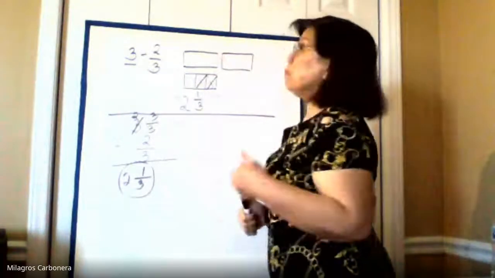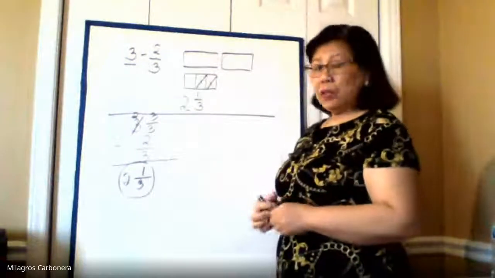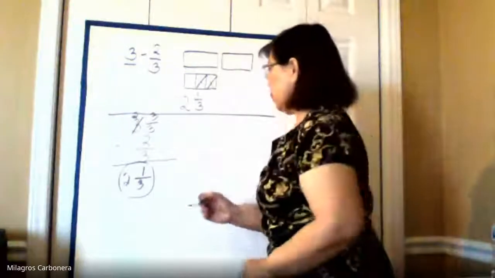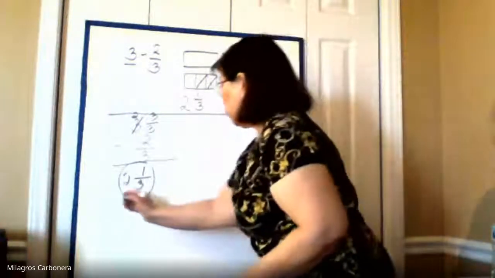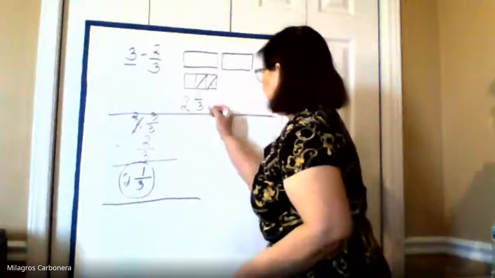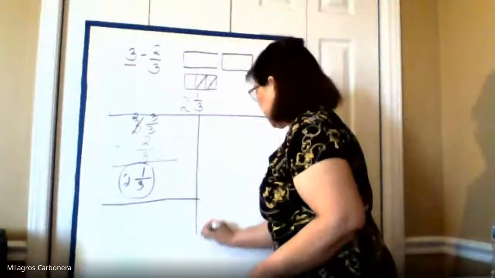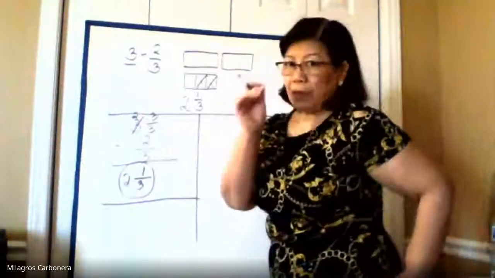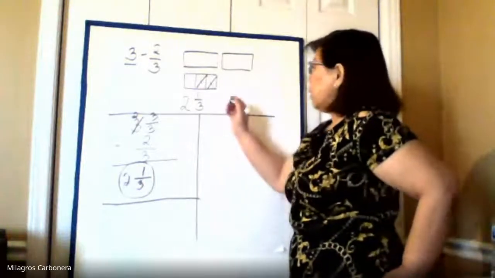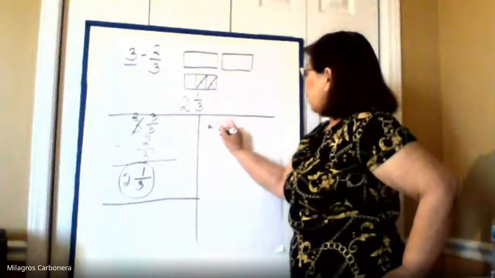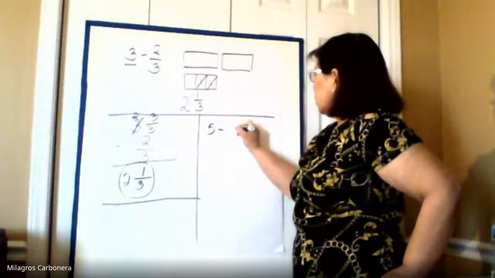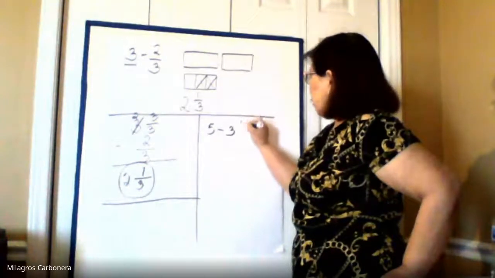How about subtracting a mixed number from a whole number? That would be our next discussion. But I'm going to discuss it with you. So I'm going to draw a line here and a line here to save the space. Okay, so I am going to discuss with you subtracting a mixed number from a whole number. Like, for example, 5 minus 3 and 1/4.